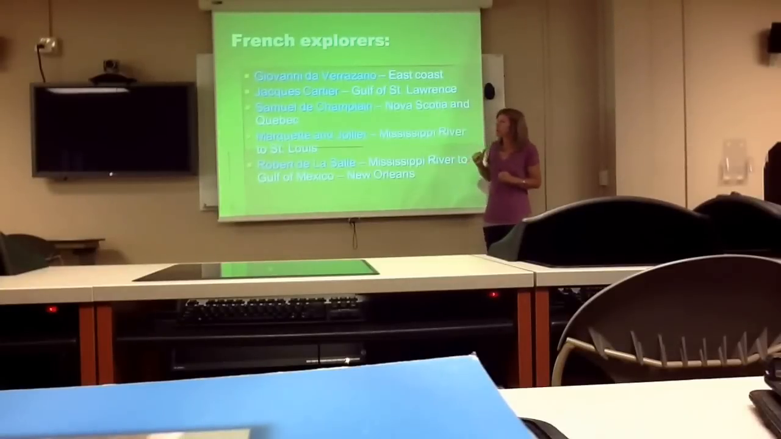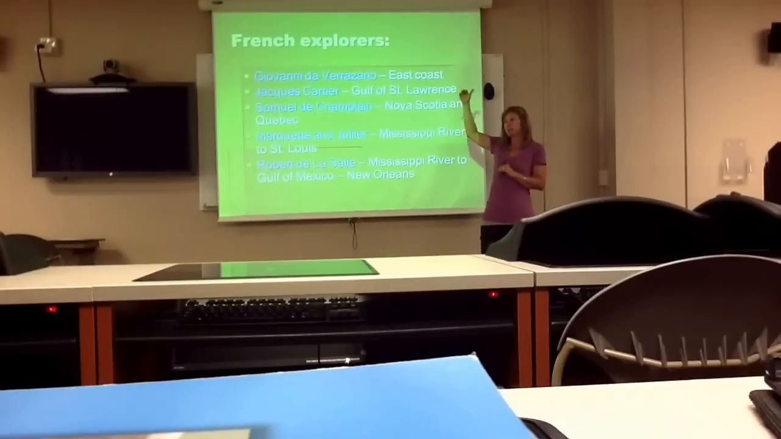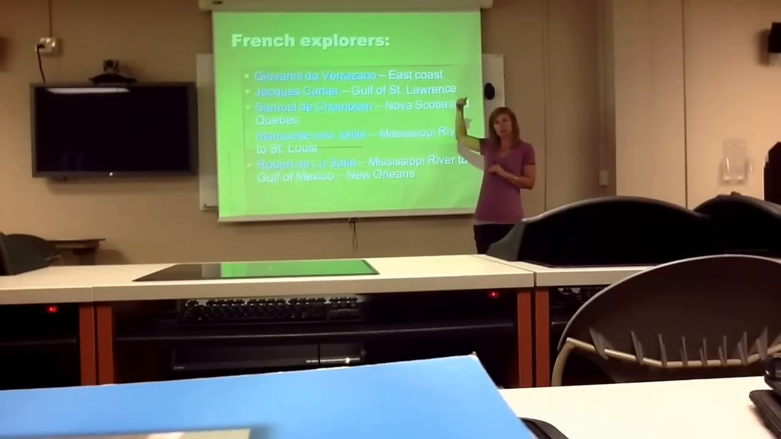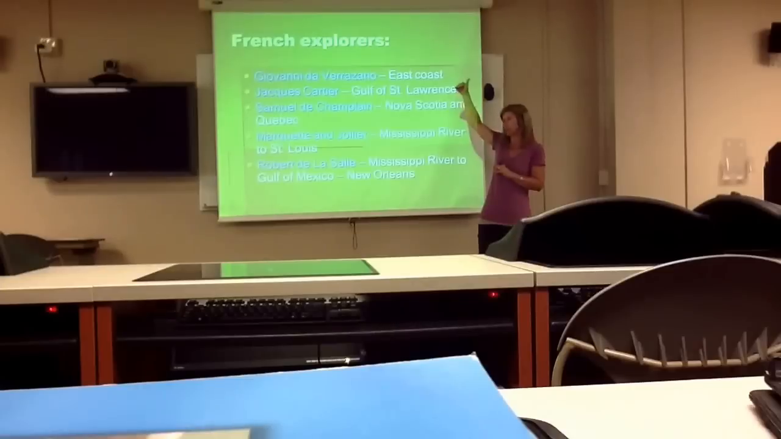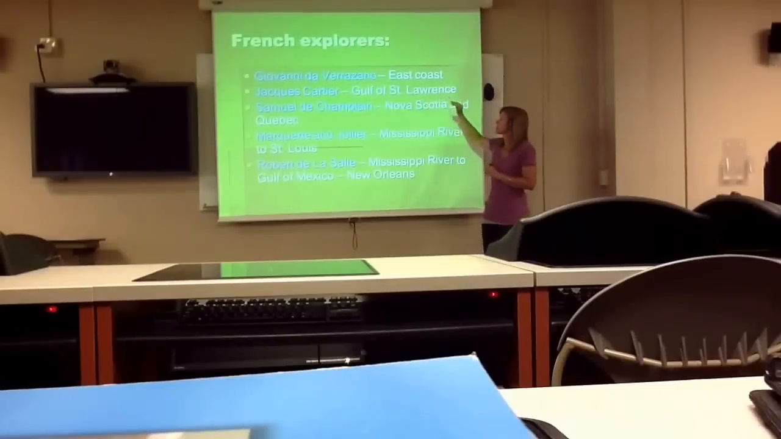For French explorers, you have Verrazano, who's going to explore along the east coast. You have Jacques Cartier, who will discover the Gulf of St. Lawrence. And him being in that Gulf of St. Lawrence, which is the St. Lawrence River, is going to make up part of the border between today's United States and Canada, if you want to look back at your map. That's going to give France some claim to Canada there. You have Samuel de Champlain, who is going to come and explore Nova Scotia on the east coast of Canada, and then coming down and exploring around Quebec. And again, this is giving France some claim to Canada.